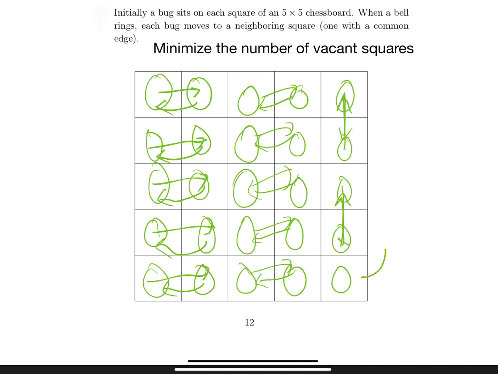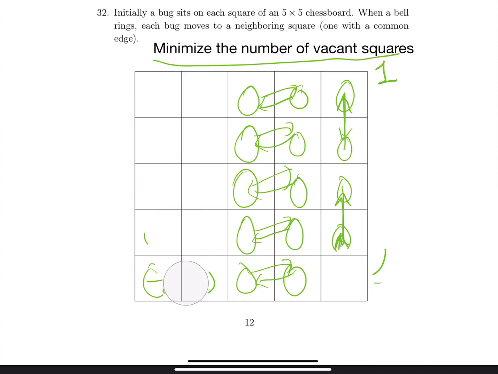But there's 1 square left. So this square must move, and then this spot will be vacant. So we know that our answer is either 1 or 0, because we can make the number of vacant squares 1. But how do we know that's not 0? We notice that if we pair them up, since 25 is odd, we will always have 1 square left.